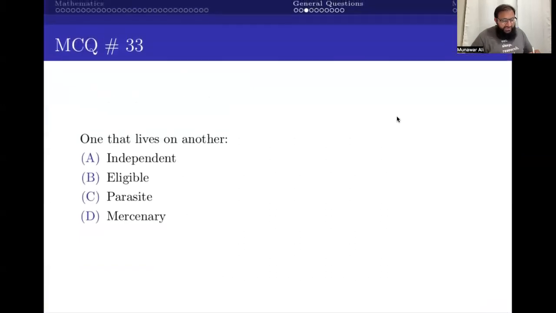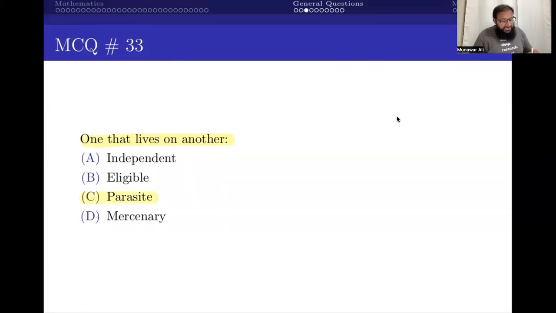MCQ number 33 is, I think, not related to English, but related to general science. It says, one that lives on another. So if there is one animal, one insect that lives on some other insect, we call that insect a parasite. So this is simply the definition. So I'm not going to move towards something else.